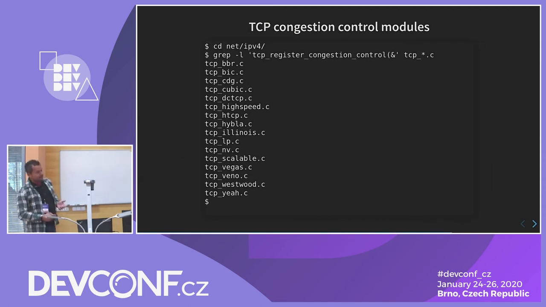So I think that people choose the TCP congestion algorithm because it's difficult to get one that satisfies everybody. So in the kernel right now, we have all of those congestion control algorithms. That's quite a lot.